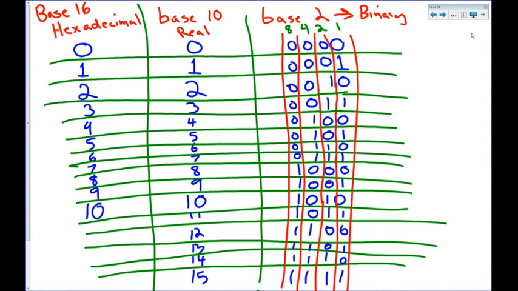Now, here's the way hexadecimal works. The base is how many characters you're allowed. So in our math, we're allowed 10 characters, 0 through 9. Those are our 10 characters. In base 2, you're allowed 2 characters, 0 and 1. In base 16, you're allowed 16 characters.